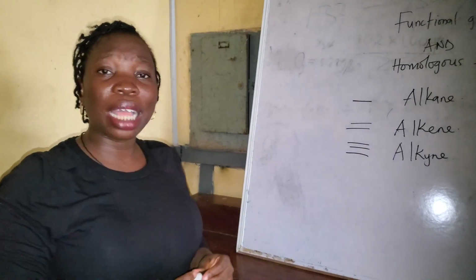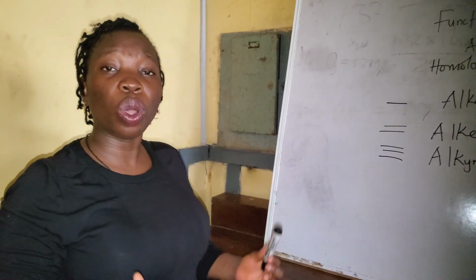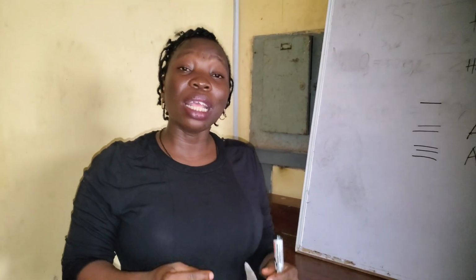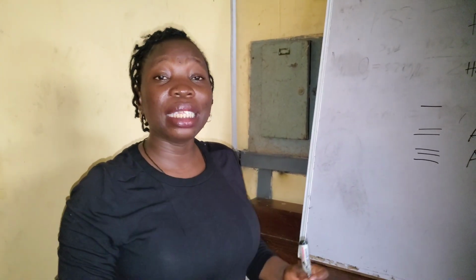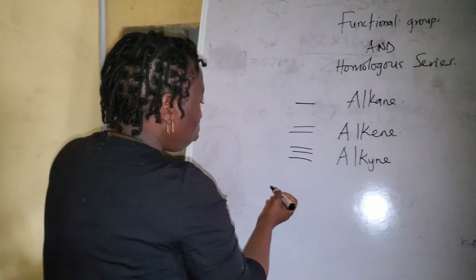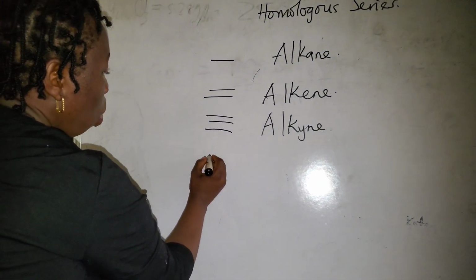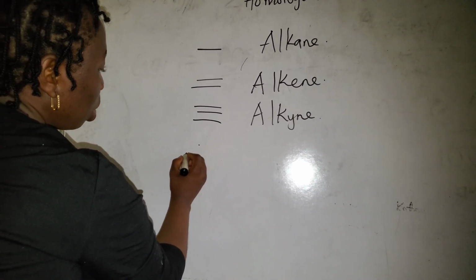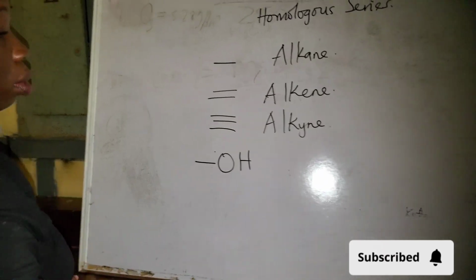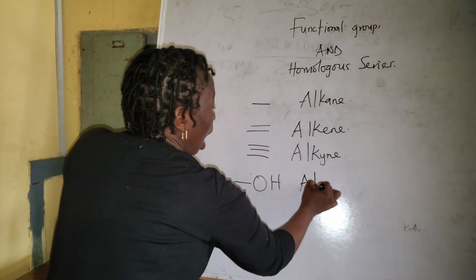Then when we now look at the non-hydrocarbons, we also have their functional group. It is the functional group that tells us whether it is an alcohol, whether it is a ketone, whether it is an aldehyde. So for example, we have alcohol. Alcohol functional group is a bond O and H. So we say this is what? Alcohol.